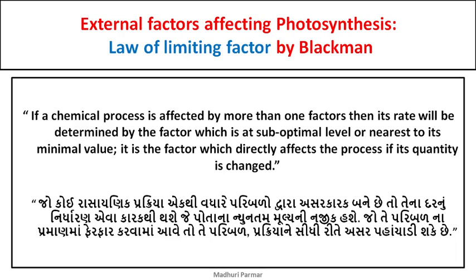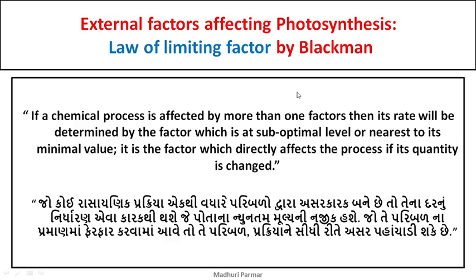Let us say in the second scenario, the bride is absent. In this case, the bride becomes the limiting factor. So the factor which is at its suboptimal level. Optimum is the best level required for working. And if whatever the factor is there, it is less than its optimal level, it is called suboptimal level. So the factor which is at its suboptimal or near to its minimal value, this factor will determine the rate. That Pandit will determine whether the shadi will take place or it will not take place.